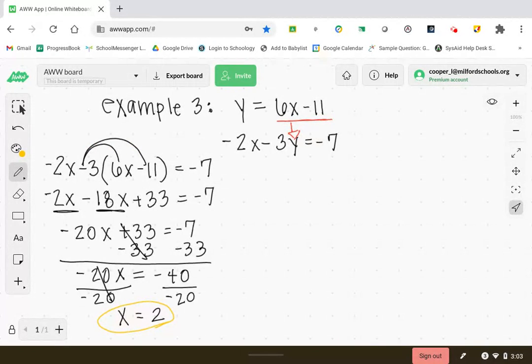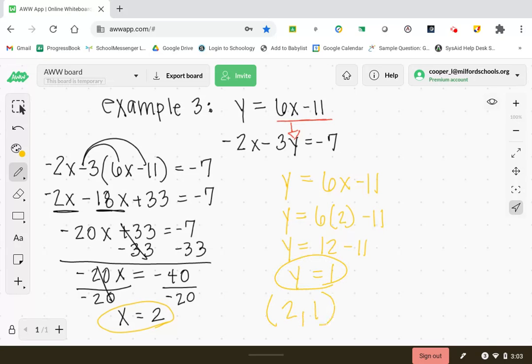Now I'd like to figure out what y is. So I know that I have y is 6x minus 11. That's what they gave us. That's what we substituted in for the other y. So now I'm going to take my x value and plug it in to see what y actually is. So 6 times 2 minus 11 is 12 minus 11, which is 1. So my answer is 2, 1, which again is one solution.